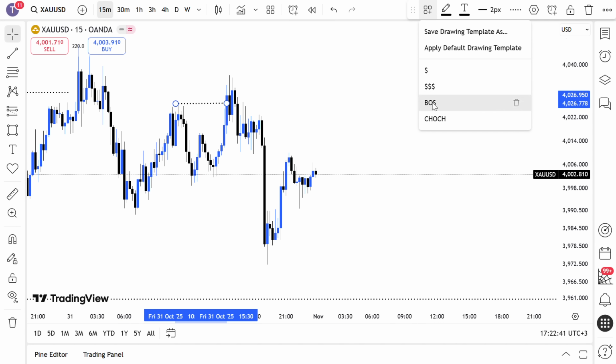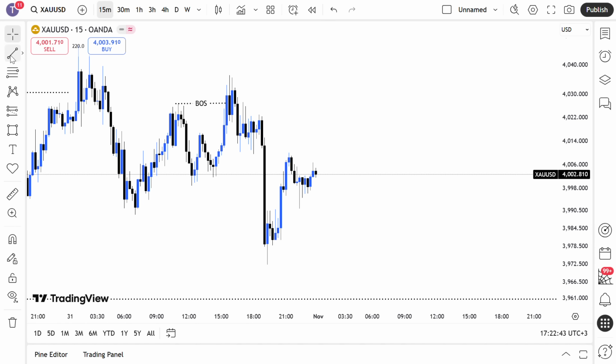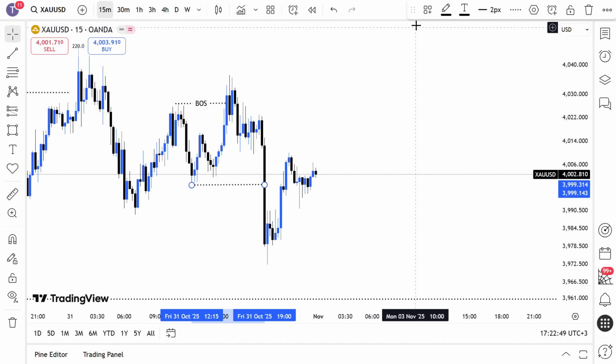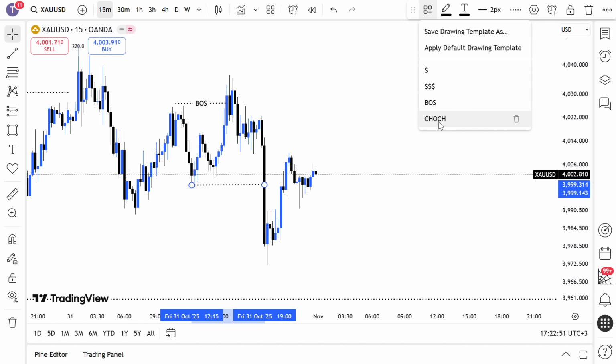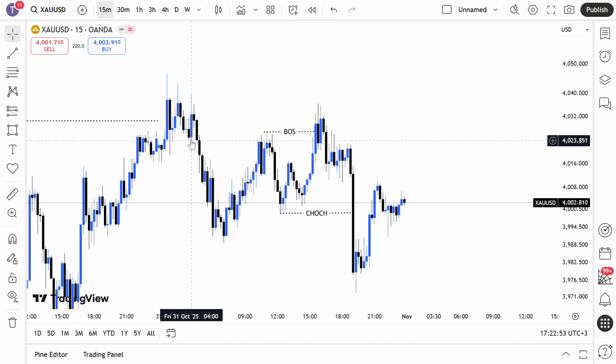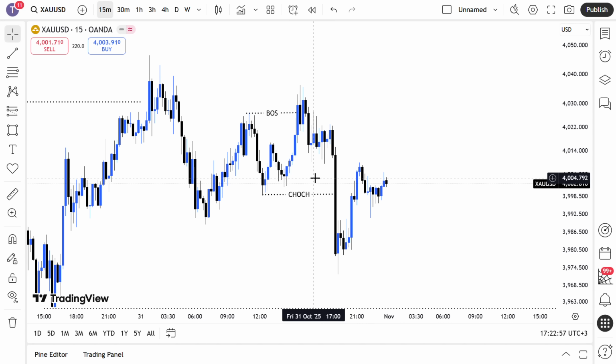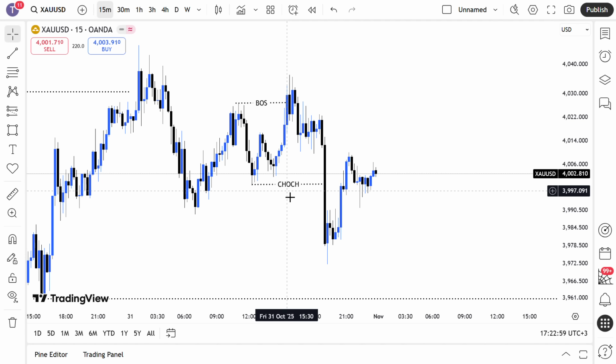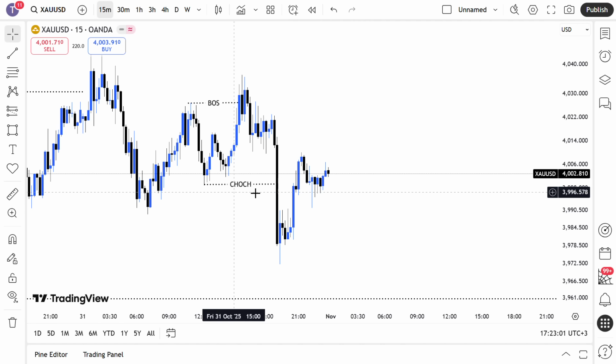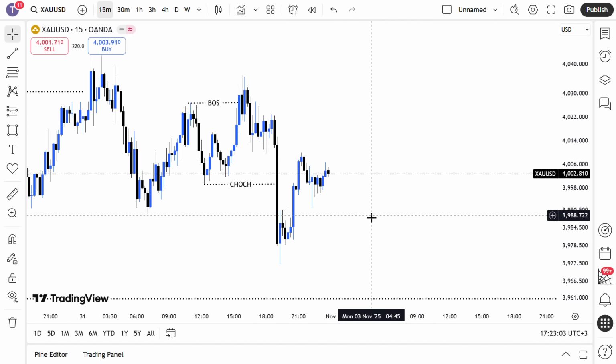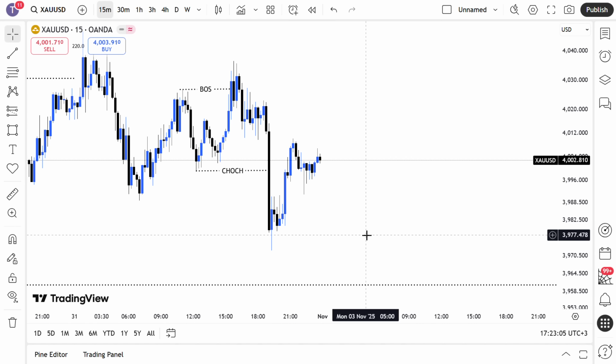So I have this break of structure to the upside, a small break of structure, and I have this low change of character, an internal change of character. Because I saw some selling pressure from the support and resistance, this is a very good confluence after I have seen this change of character. So I'm going to be very interested to look for more selling opportunities to the downside.